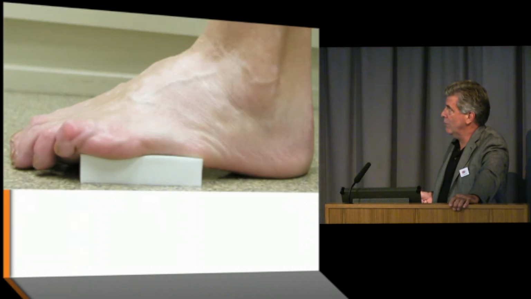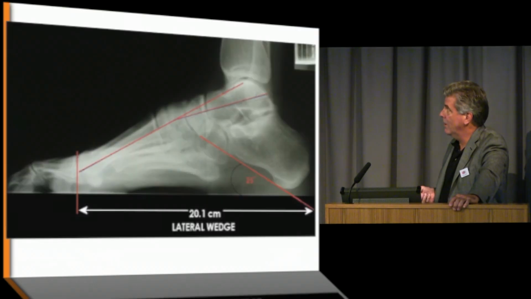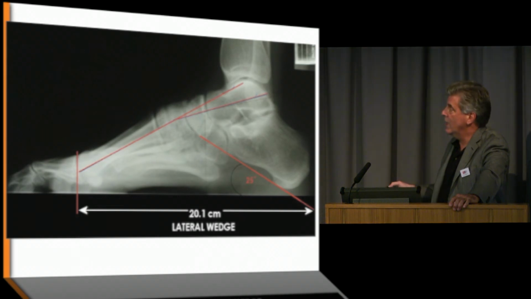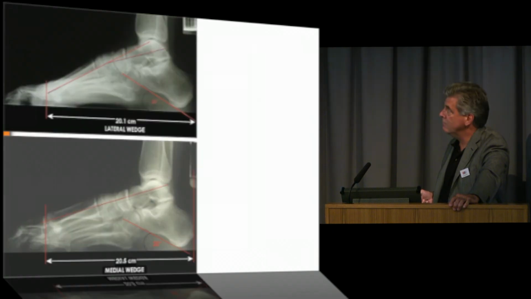Now I'm going to put the lateral wedge. This is the Kogler wedge. And here's the change. The calcaneal inclination angle increases by 5 degrees compared to the medial wedge, and the length of the arch shortens by 4 millimeters. So here's lateral wedge, here's medial wedge. Lateral wedge, medial wedge.